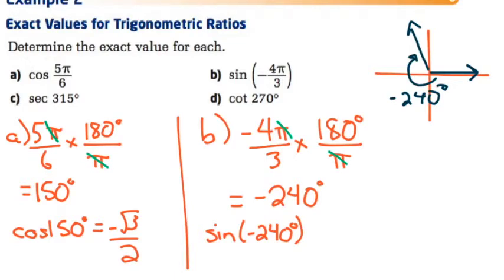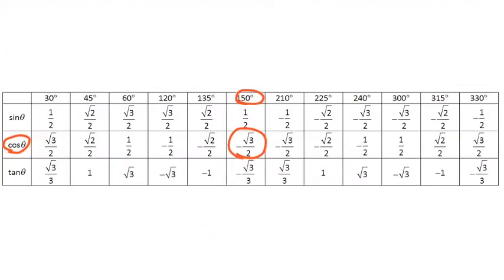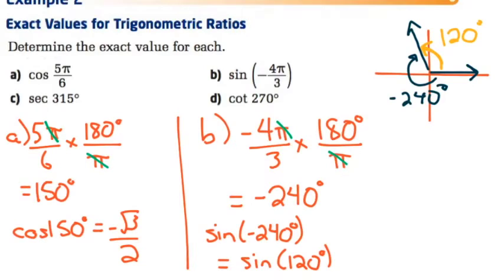We always need to deal with a positive angle in these kind of questions. So we actually need to know what this angle here is, rotated counterclockwise. Full circle is 360. We've used up 240. So we're actually dealing with 120 degrees. So sine of negative 240 would be the same as sine of 120. Now this we can go and look up. Sine of 120 is just root 3 over 2.